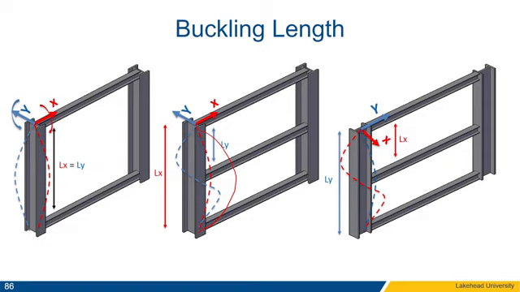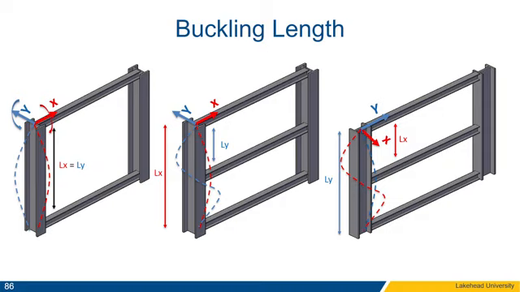However, if we rotated the column as in the third case that we have over here, then Lx will be the one that will be shortened, because as you can see here, this will now be axis Y. Since it is parallel to the beam, the buckling length will be limited about the x-axis. So Lx will be the one that will be shortened.